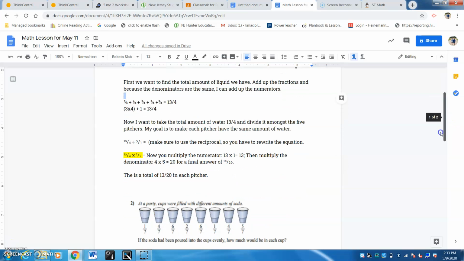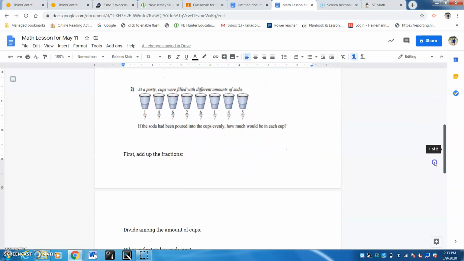Okay, let's move on to number 2. Here we have, at a party, cups were filled with different amounts of soda. If the soda had been poured into the cups evenly, how much would be in each cup? So again, the first thing we have to do is add up the fractions. So take a moment and add up the fractions on a scrap paper, on a whiteboard, or in your head. Notice how all the denominators are the same, so we only have to add up the numerators.